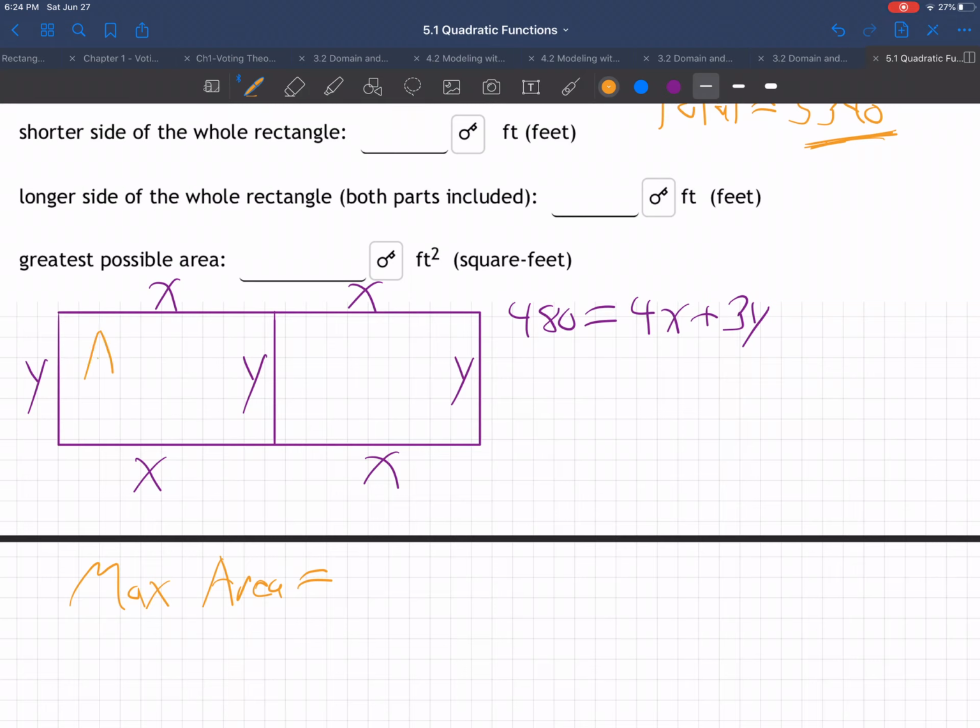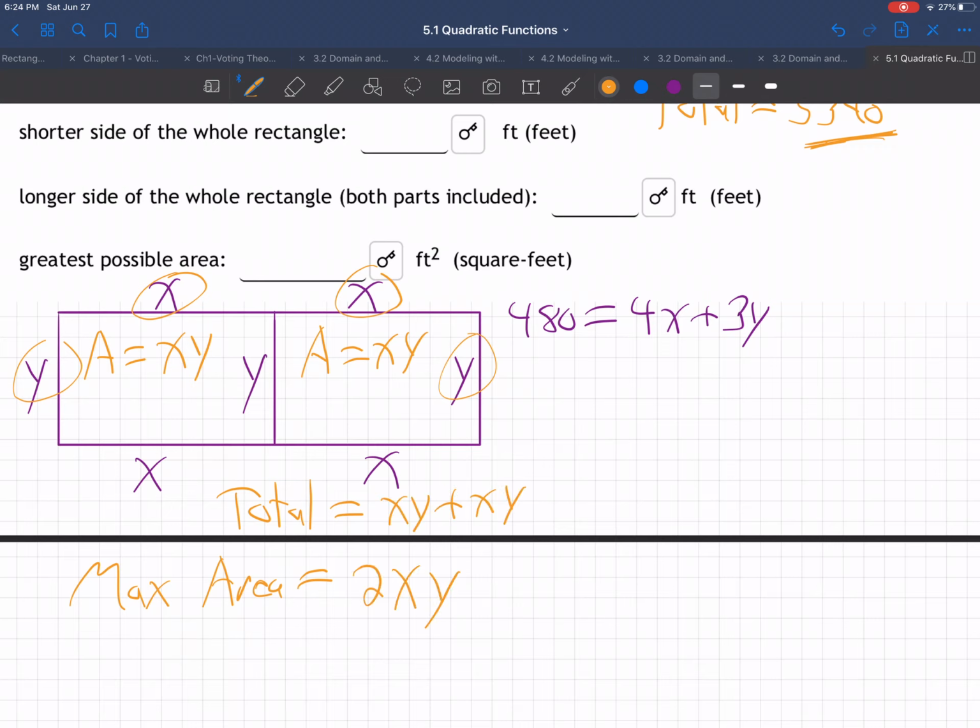What is the area inside? Well, the area of this part is x times y, right? The area of a rectangle is x times y. And the area of this rectangle is also x times y. So the total area is xy plus xy, or 2xy. So we're trying to maximize the area, and the area formula is 2xy. So how do we go about doing this?